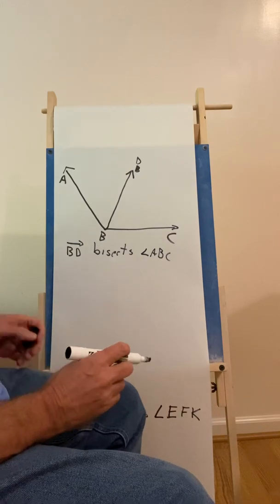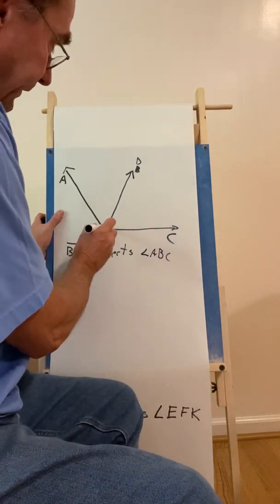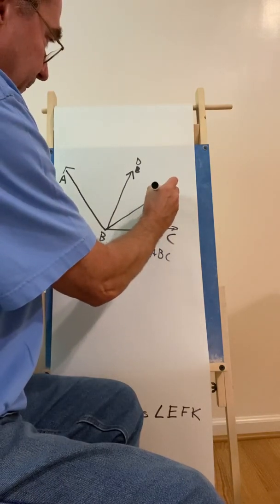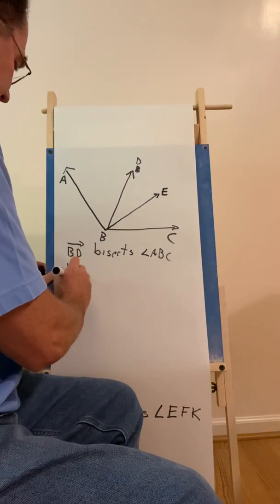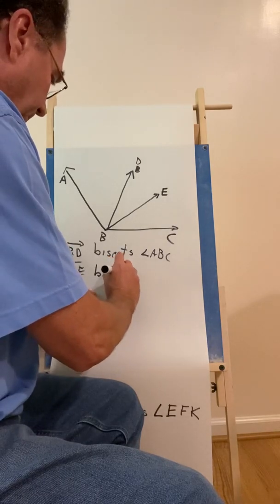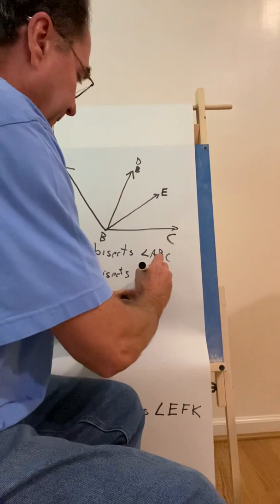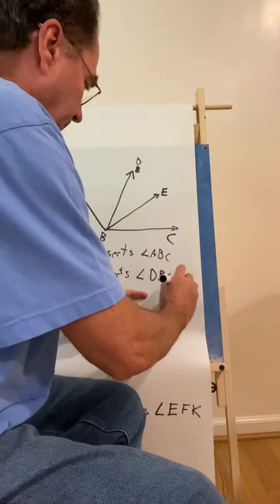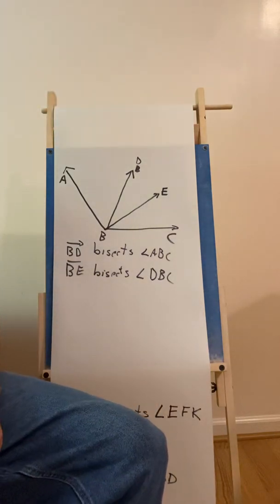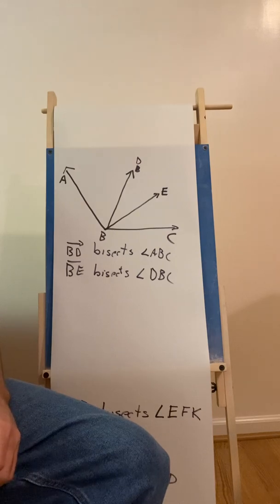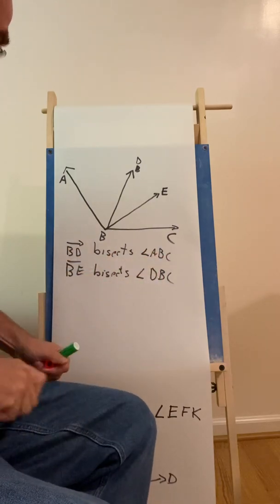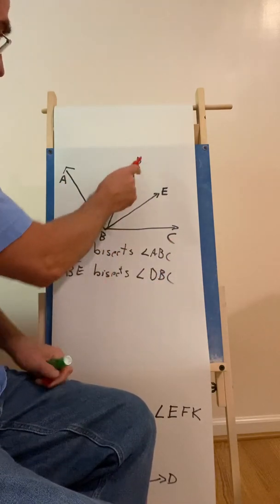Now I'm going to draw another bisector. I'm going to draw this right here. That's BE. And I'm going to say BE bisects angle DBC. So, study that diagram, and one thing that helps is when you label things. So, BD bisects angle ABC. Here's ABC. That cuts it in half.